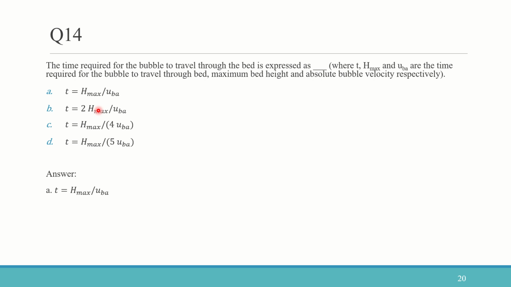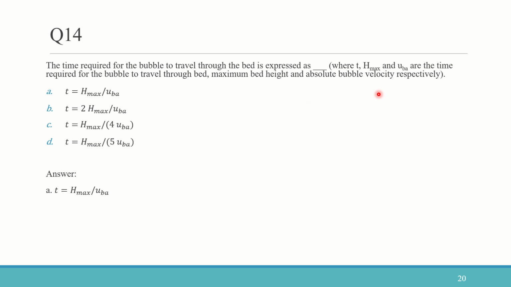I think B. Yeah. So answer is T is equal to H max by UBA. T is the time required for the bubble to travel through the bed, H max is the maximum bed height, and UBA is the absolute velocity. So I think this is right, because what is asked in this question is the time required for the bubble to travel through the bed. So what is the time required? It is the distance by the velocity. Distance is nothing but the maximum height to which the bed can expand. So maximum bed height is H max, and it should be divided by the bubble velocity UBA, where UBA is the absolute bubble velocity.